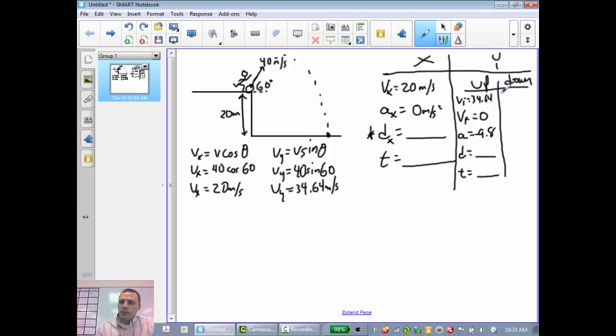Going down, the initial velocity is 0 because we're starting from the highest point, the peak. The final velocity is unknown going down because it goes down further than what we kicked it from. The acceleration going down, this is a personal choice. You can use positive or negative. I'm going to use negative 9.8. I'm going to stick with the coordinate system that says anything that's going up is positive, anything that's going down is negative.